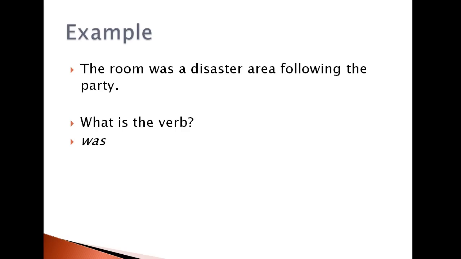Would you pick disaster, area, or party? In this case, following the party, that's a descriptive phrase, so we can't use that. Disaster can be a noun, but in this sentence, is disaster describing the room or is disaster describing the area? It's describing the area. So in this sense, the sentence reads, the room was an area. It's describing the place. It's a noun. Area is a noun.